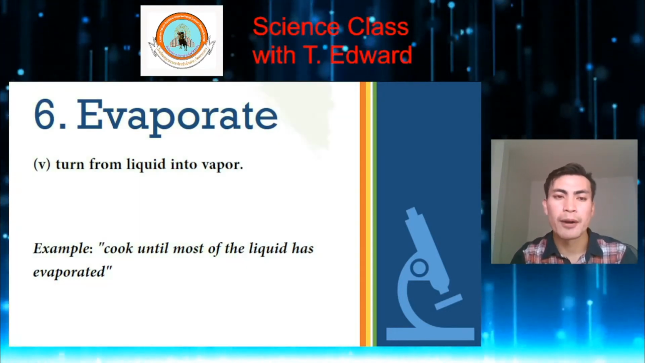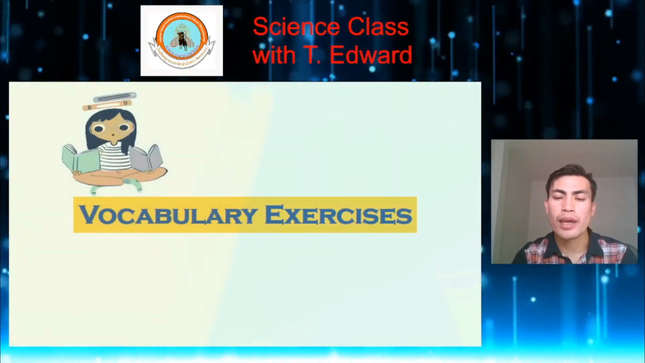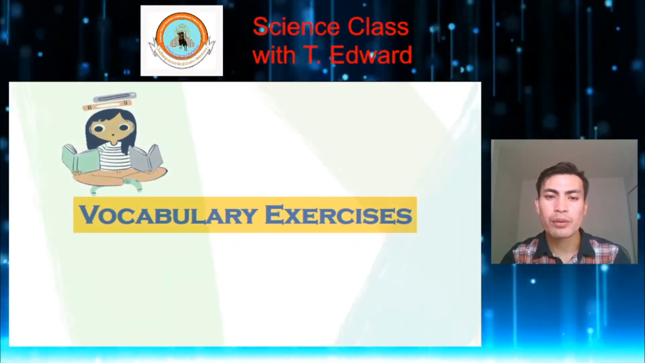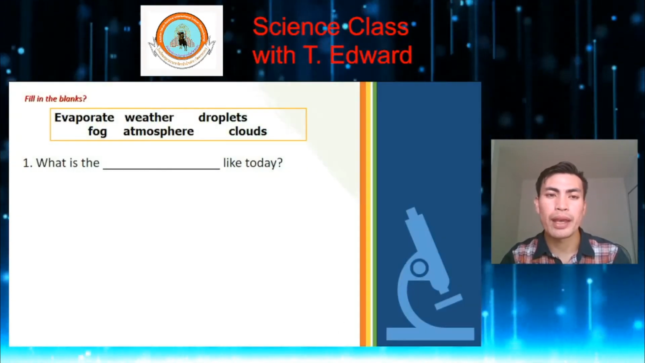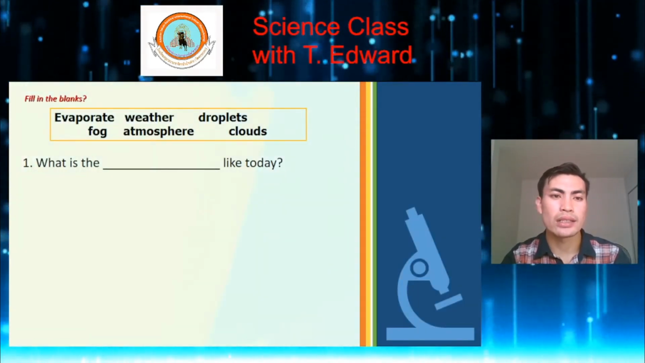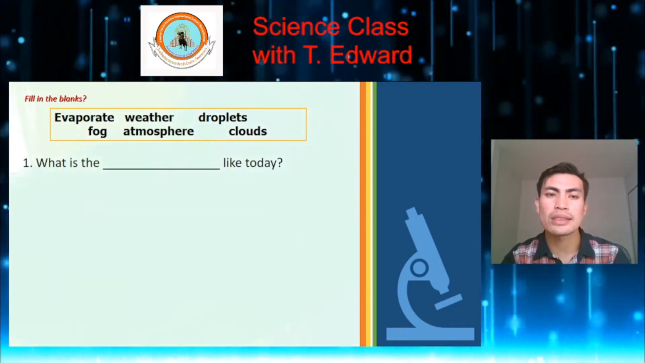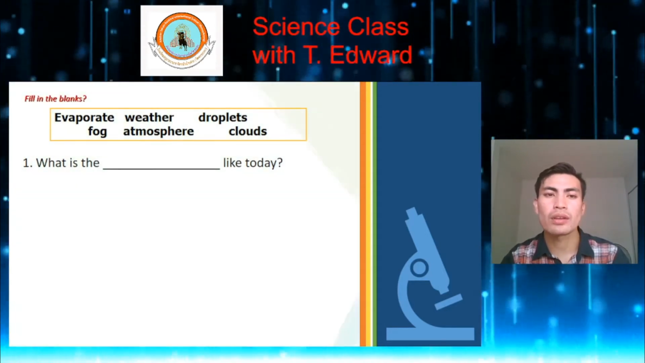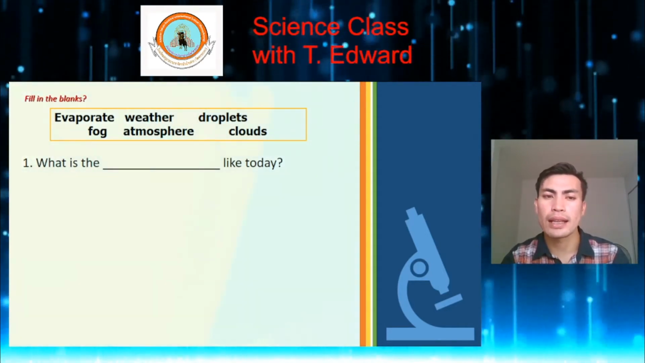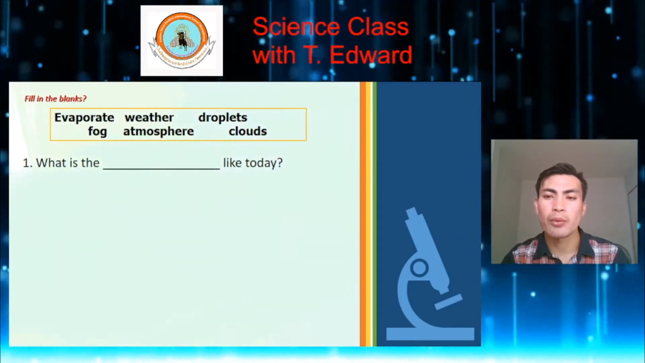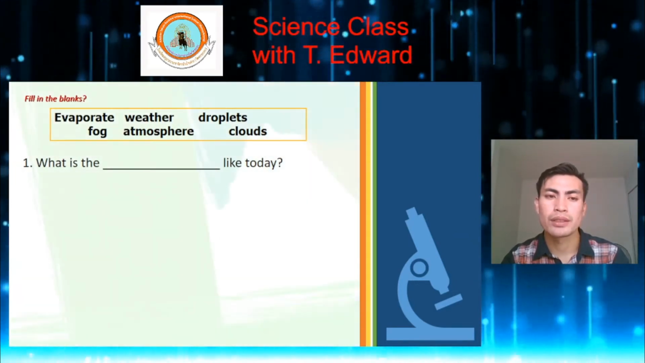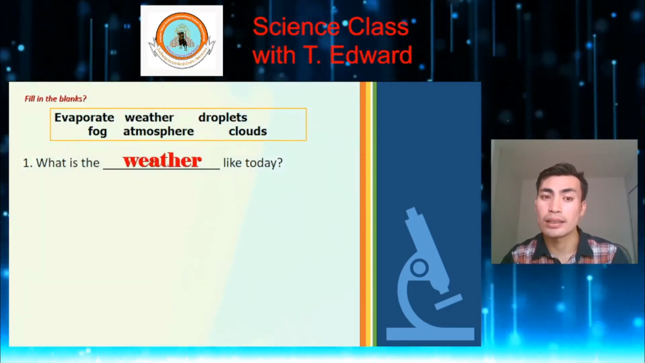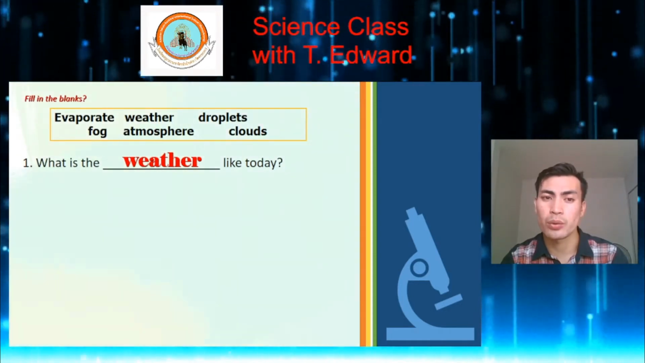Alright, now let's go to our vocabulary exercises. Are you ready now? For our vocabulary exercises today, we have fill in the blanks. And you can see inside a yellow rectangle 6 words: evaporate, weather, droplets, fog, atmosphere, and clouds. For number 1, I will help you answer. What is the weather like today? So that is the answer for number 1. You can cross out the word weather.